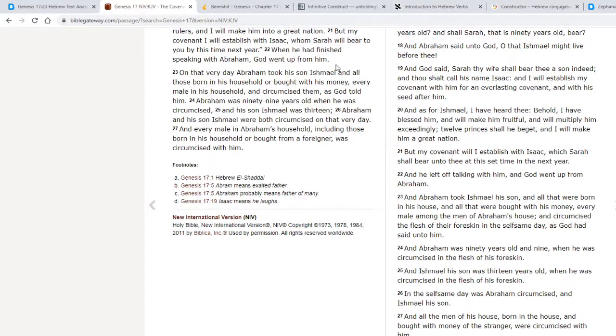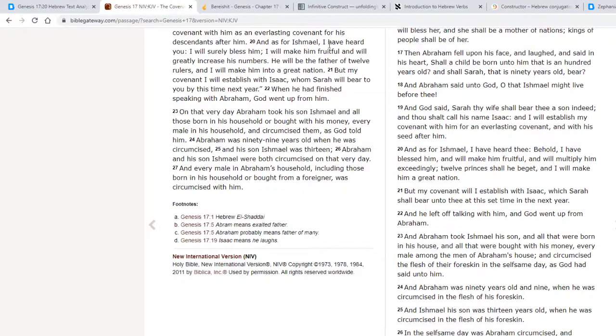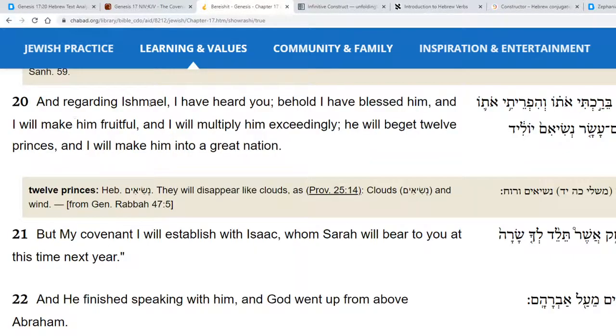Verse 20. And as for Ishmael, I have heard you. I will surely bless him. I will make him fruitful and will greatly increase his numbers. He will be the father of 12 rulers. They're translating nesiim as rulers. And I will make him into a great nation. Okay. Chabad. And regarding Ishmael, I have heard you. Behold, I have blessed him. And I will make him fruitful, and I will multiply him exceedingly. He will beget 12 princes. They also did the princes.